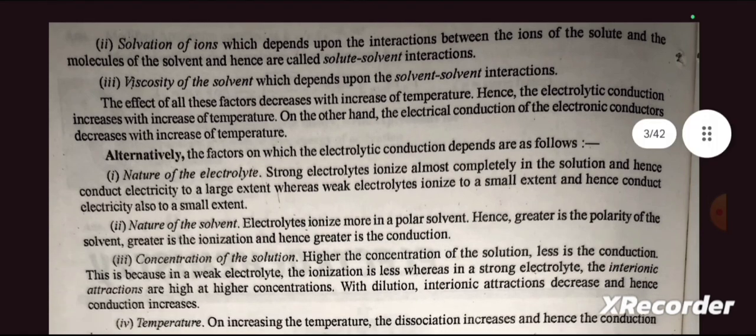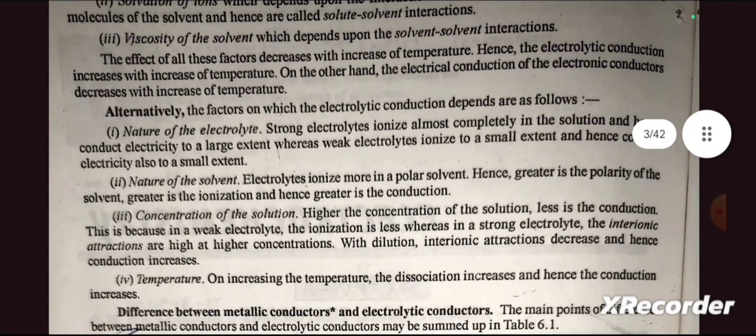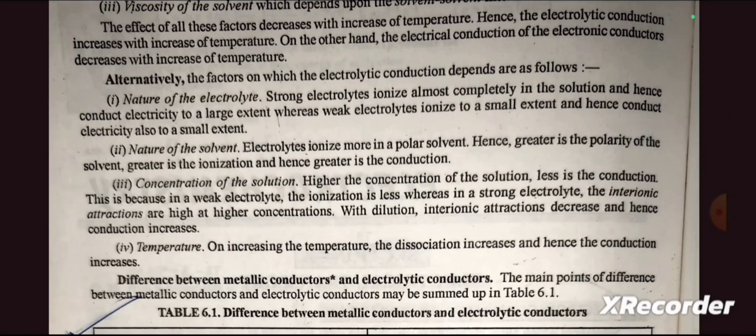Third, viscosity of the solvent, which depends upon the solvent-solvent interaction. The effect of all these factors decreases with increase of temperature. Hence, the electrolytic conduction increases with increase of temperature. On the other hand, the electrical conduction of the electronic conductors decreases with increase of temperature. Alternately, the factors on which the electrolytic conductance depends are as follows.